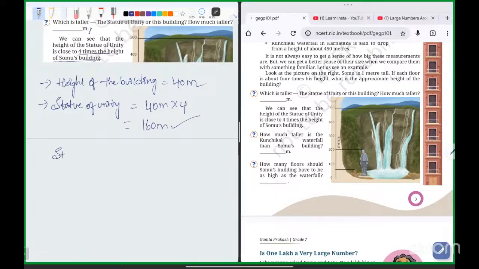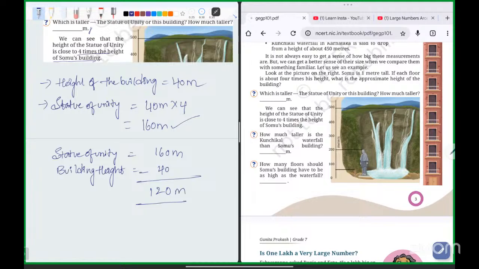So the Statue of Unity is equal to 160 meters and the building's height is equal to 40 meters. To find out the difference, subtract: 0 minus 0 is 0, 6 minus 4 is 2, and 1. So 120 meters is the difference between the Statue of Unity and the height of the building. So the final answer will be 120 meters.